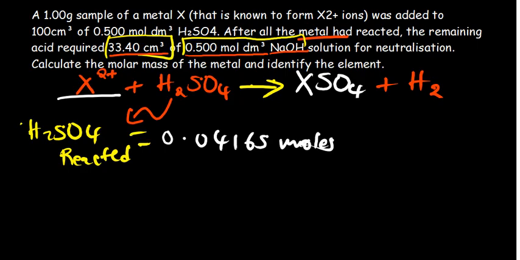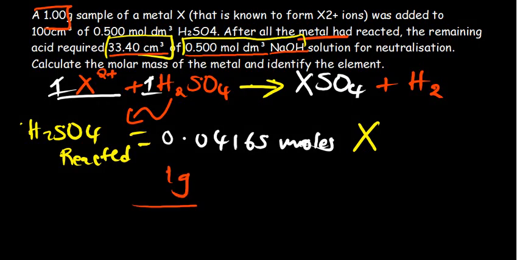Now observe one thing. These are in the ratio of 1:1, right? So the number of moles of sulfuric acid that had reacted is equivalent to the number of moles of the metal that also reacted. So we can just change this to be equivalent to the moles of X as our metal. Now observe again in the question that we were given a mass of 1 gram. So we have the mass, we have the number of moles. We're able to find the molar mass.